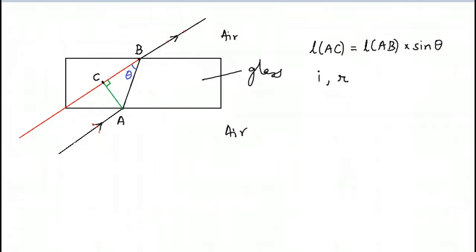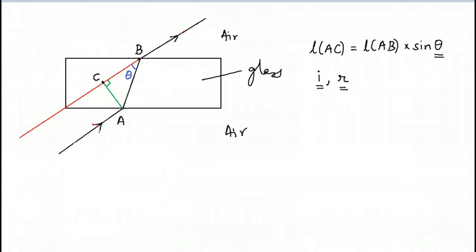I and R, these are the only two variables denoting angles which are mentioned in the question. So I have to express my final answer in terms of I and R. In other words, I have to eliminate theta and write it in terms of either I or R or both.